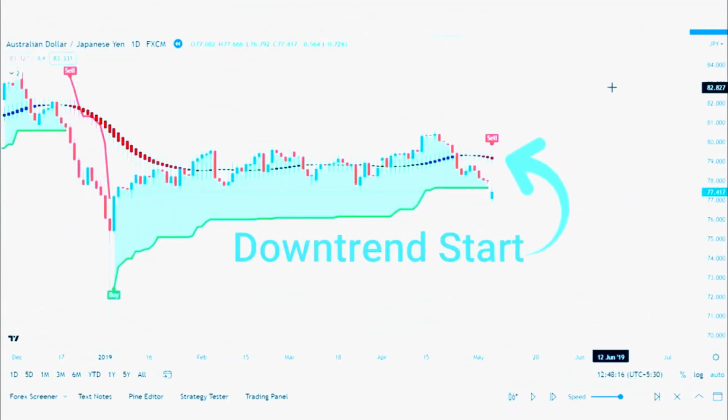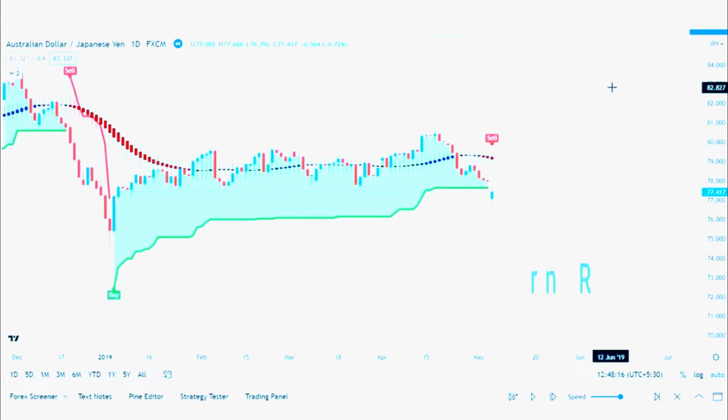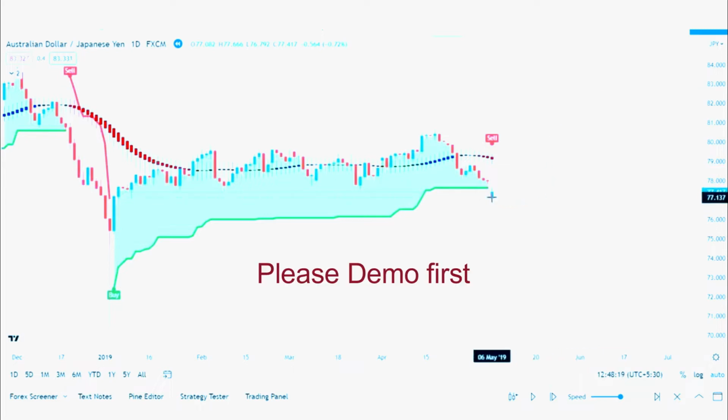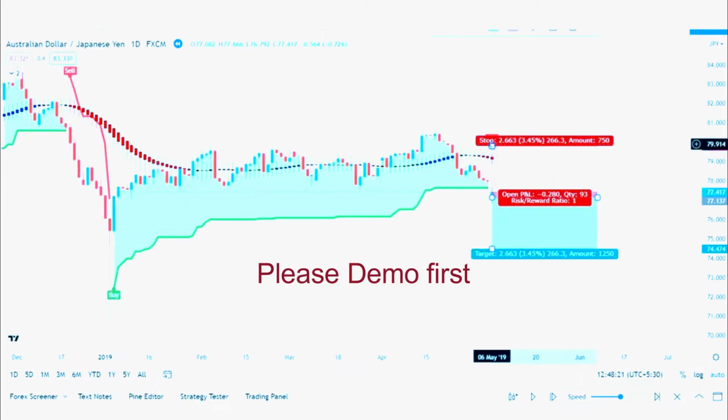When the Supertrend changes into downtrend, the Heikin-Ashi line should be of red color. If this condition is fulfilled, then we will place a sell order. Our stop loss will be placed at the Supertrend line, and our risk to reward ratio is 1:2.